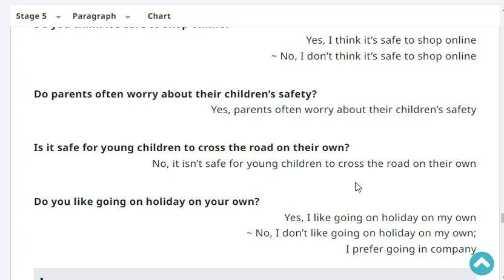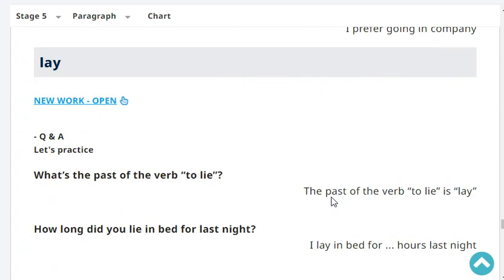Yes or no? No, I don't like going on holiday on my own. I prefer going in company. Very good. What's the past of the verb to lie?